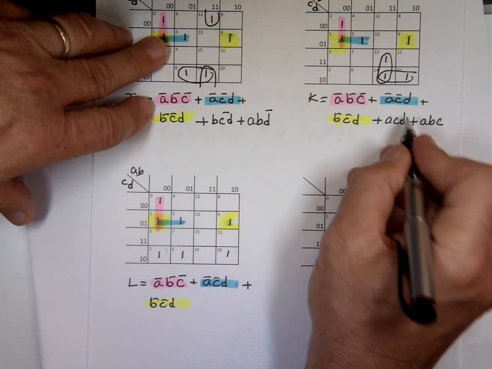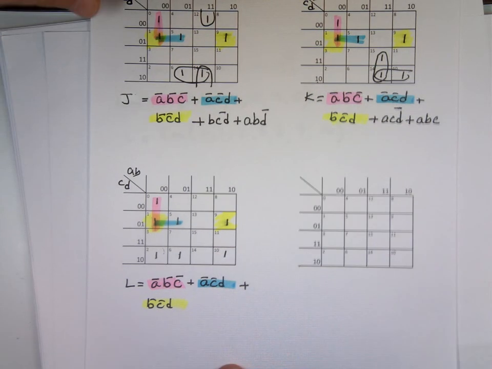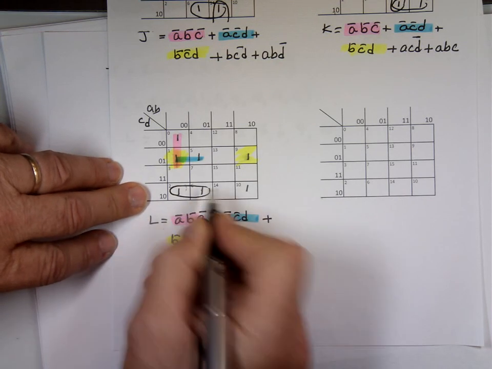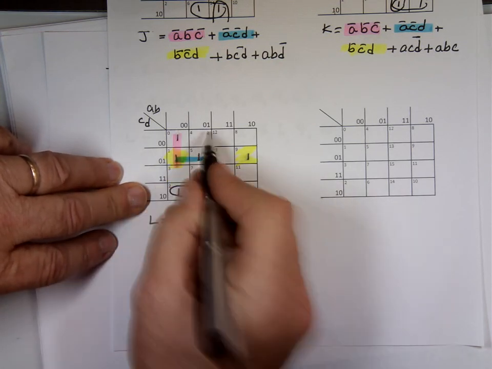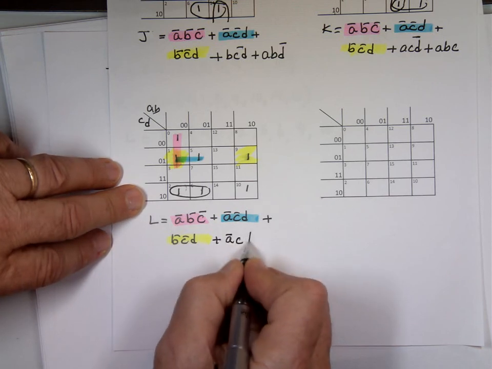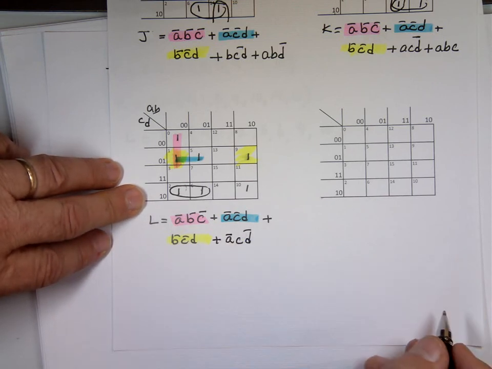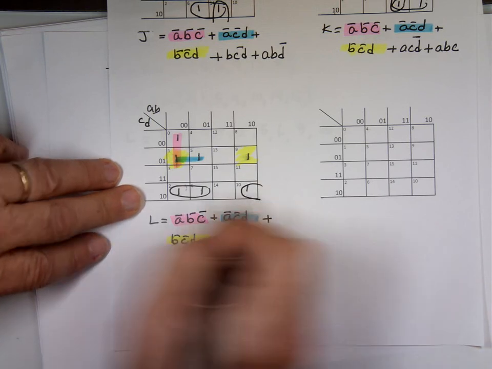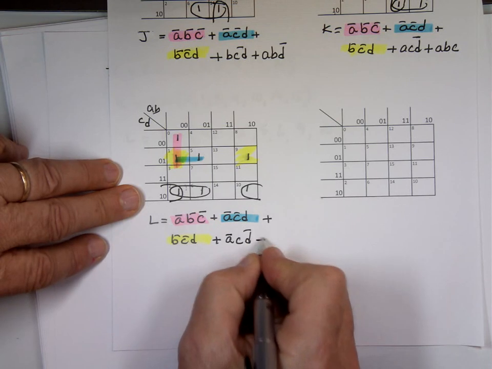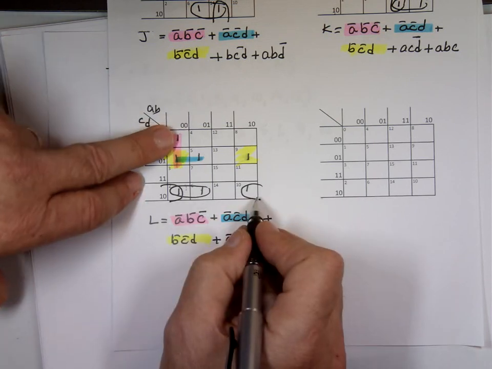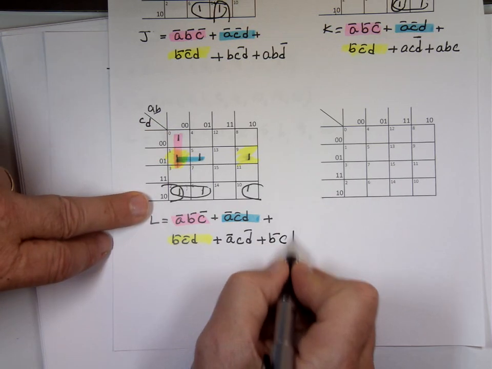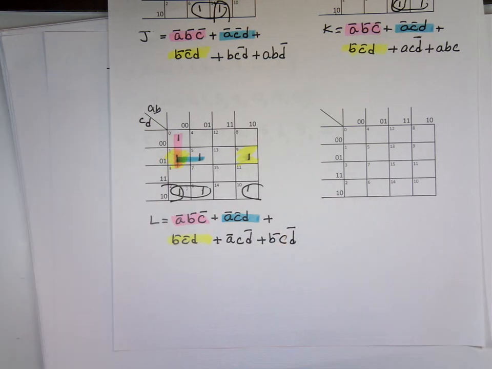Somehow I don't like the bar. This one, I can take this together, which is what? A bar, C, let me remember there's a D bar here. What else? How about this one with that one? And that will give me what? B bar, C, D bar. And I'm done.